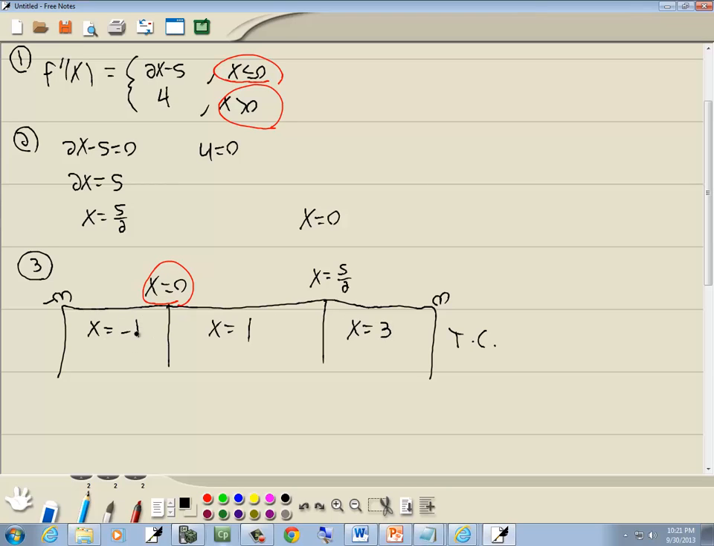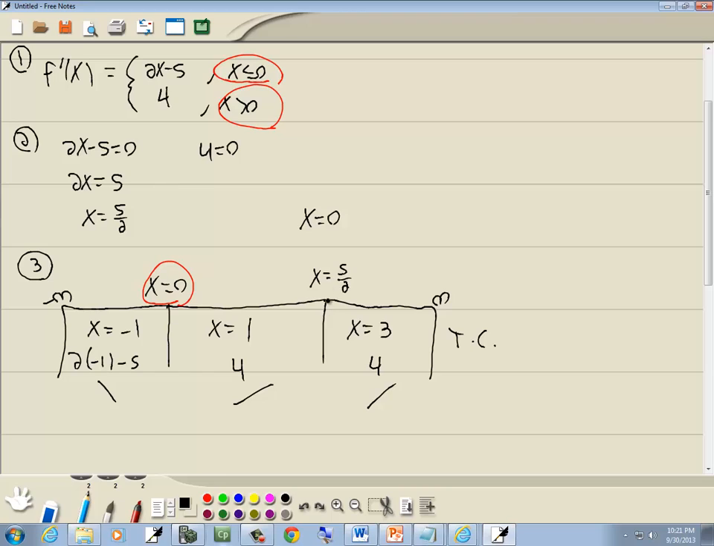Now, since this is the less than, we're going to plug this into our first piece, which is 2x minus 5. So I got 2 times negative 1 minus 5. 2 times negative 1 is negative 2 minus 5 is negative, so it's decreasing. Now I'm going to plug 1 in to my second piece, which is 4. There is no x, and also I'm going to plug in 4 here. And there's no x there. These are positive, so it's increasing and increasing.